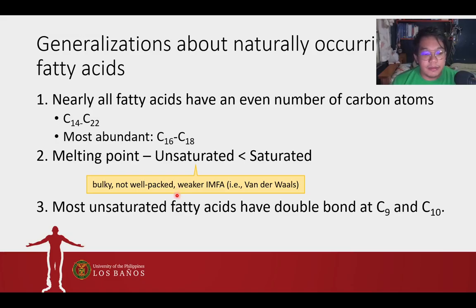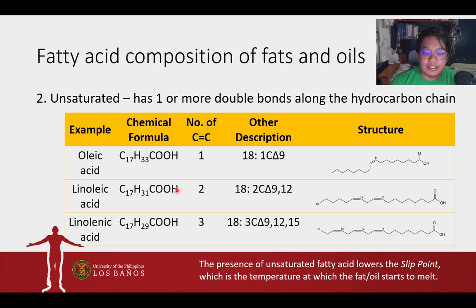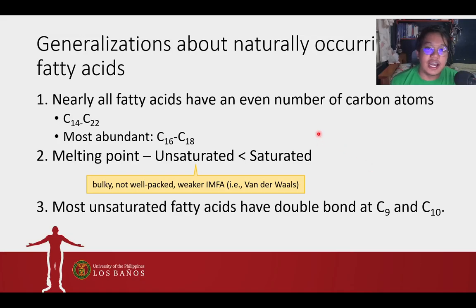For number 3, most unsaturated fatty acids have a double bond at C9 and C10. So, as you can see here, you have a double bond at C9. Okay? So, it is common.